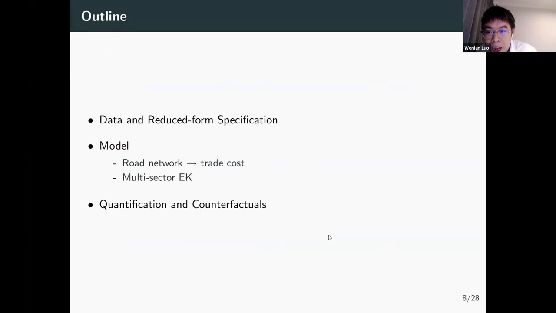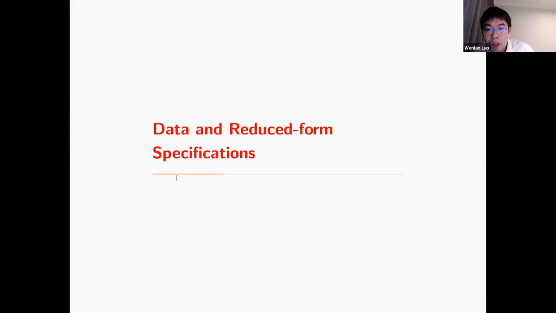So for the remainder of the talk, I'll first present the most straightforward reduced form specification that one can come up with, to illustrate the variations we are using. But then I will tell you what is missing in this reduced form specification and motivate our structural model. Then we will describe the model, and I will briefly mention the ingredients in our multi-sector, multi-region model. And then I'll present the quantitative results.